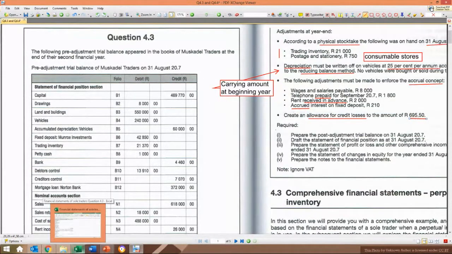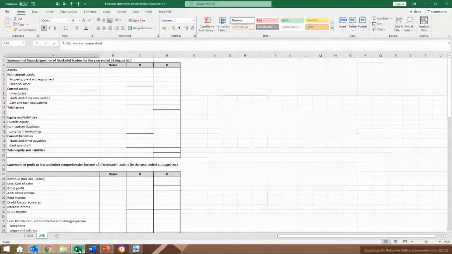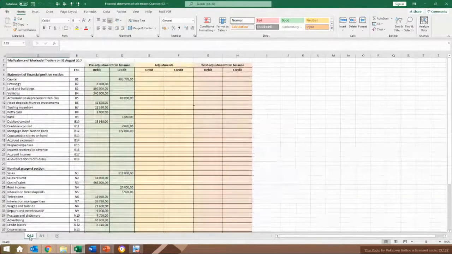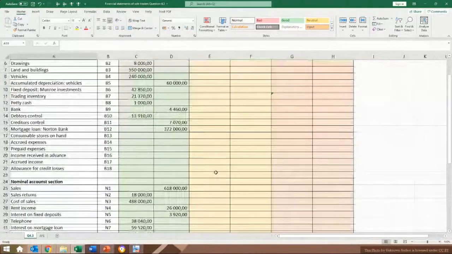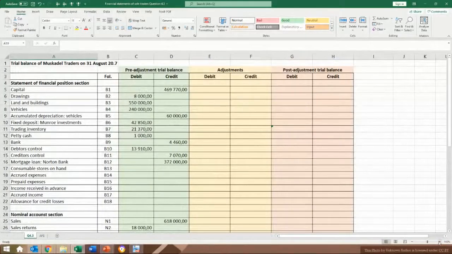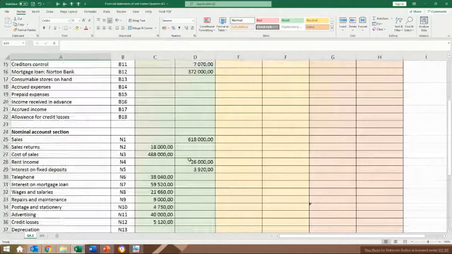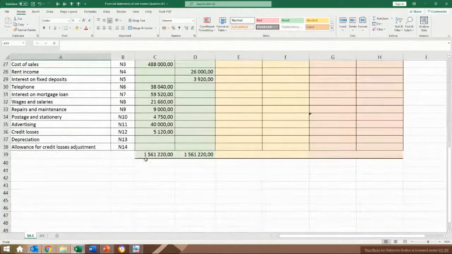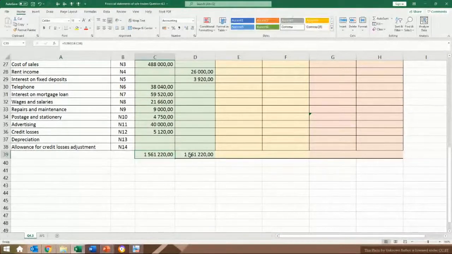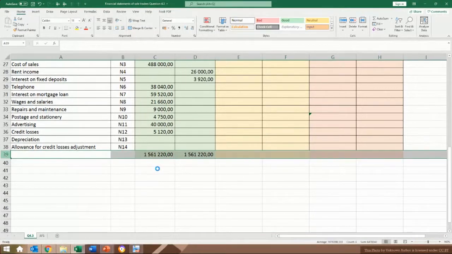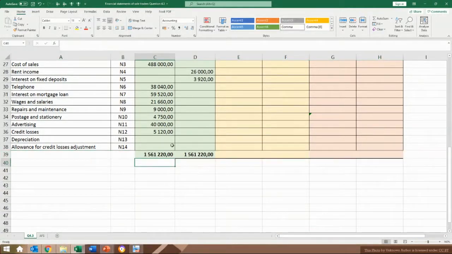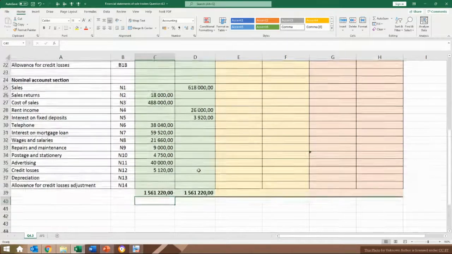Okay, so for this question, I've already done the pre-adjustment trial balance in Excel. So I'm just going to share that with you guys. Okay, so the first thing with your pre-adjustment trial balance is normally you have to check that the debit and the credit side is exactly the same. Then you know there isn't any errors. That also needs to be accounted for.